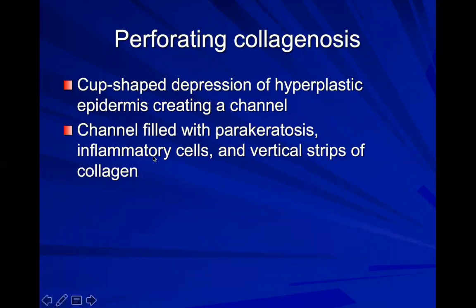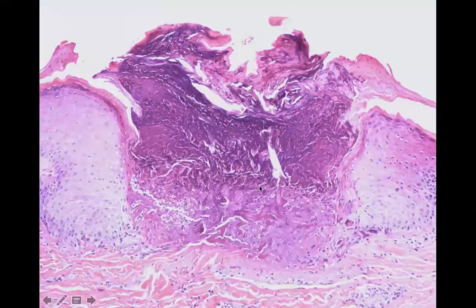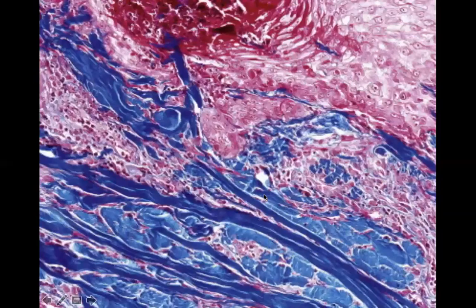Regardless, it's filled with debris, parakeratosis, inflammatory cells, and then you'll see vertical strips of collagen. So here you have this thickened epidermis kind of making this channel, right? And it may or may not be a hair follicle, and with a 4-millimeter punch, you may not be able to tell. And it's filled with this debris. And this debris, you can see, has a few inflammatory cells, dead cells, and then you see these ropey collagen bundles rising up through. If you wanted to use a trichrome stain, you can.